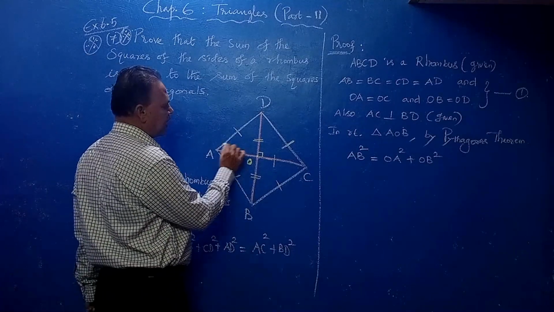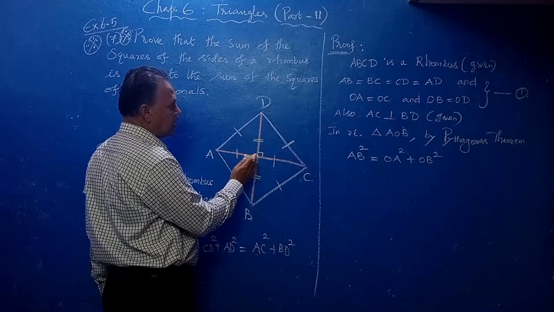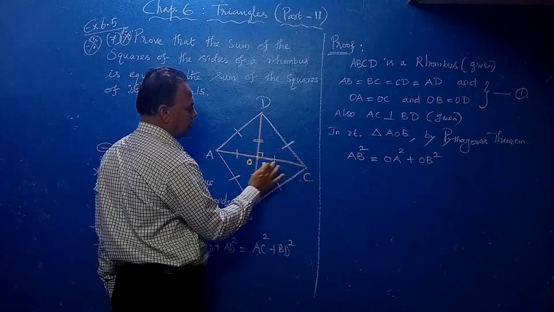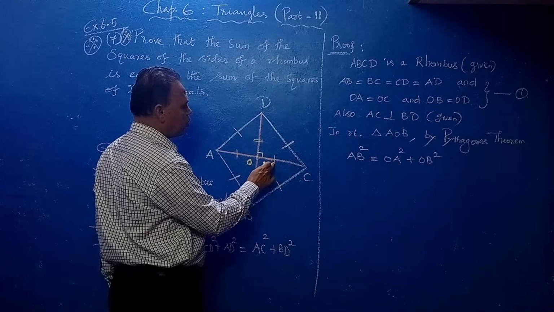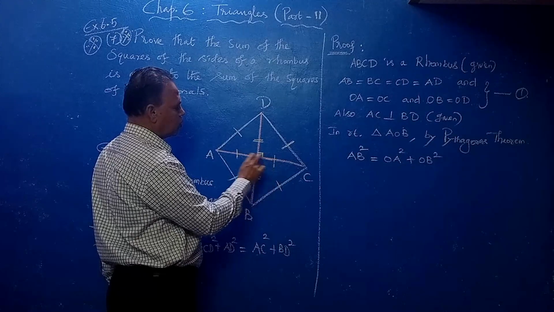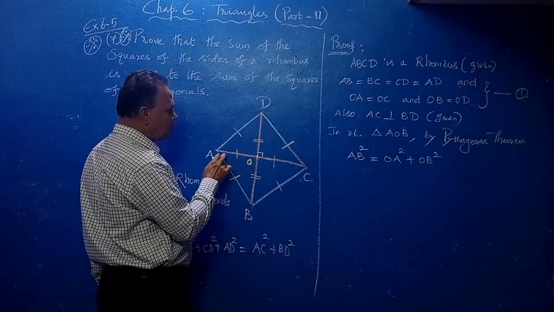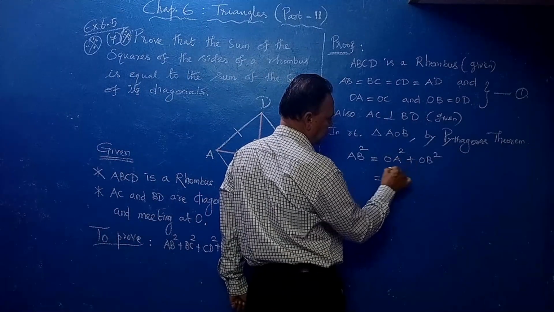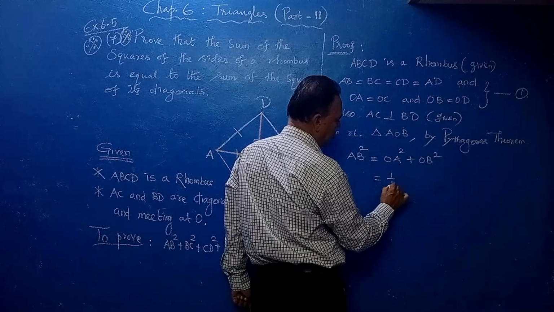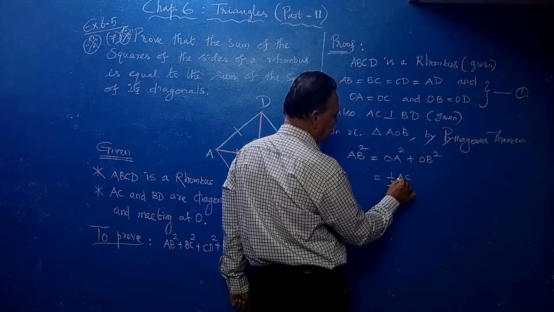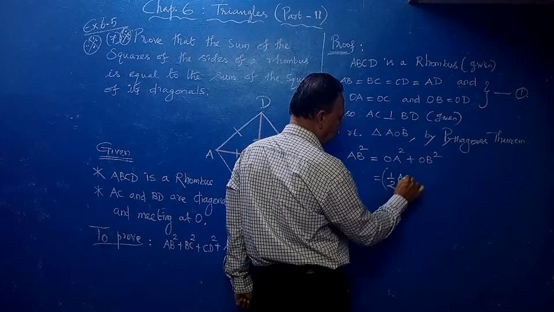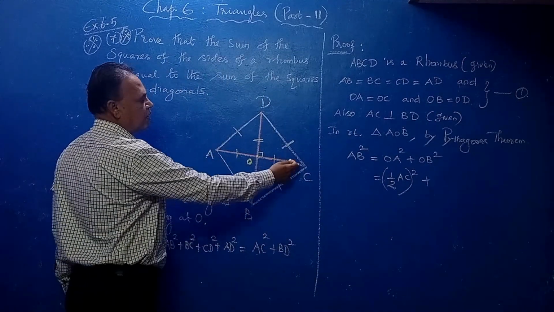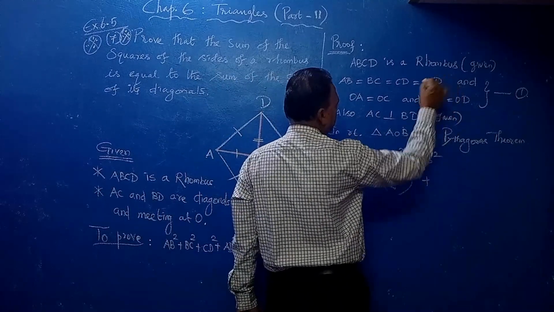Now what is OA? The diagonals bisect each other, so OA equal to OC. AC is nothing but OA plus OC, which is 2OA. So 2OA equals AC, or OA equals half of AC. So I am replacing OA with half of AC, the whole squared. I am changing only this OA to half of AC. Clear? Use this one by one.